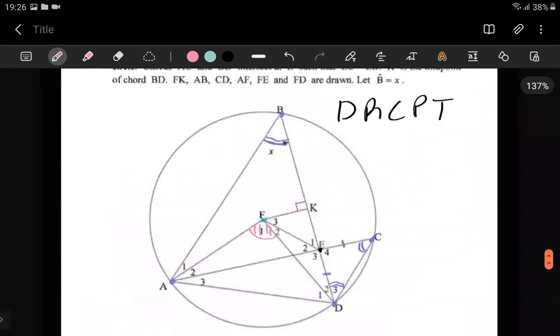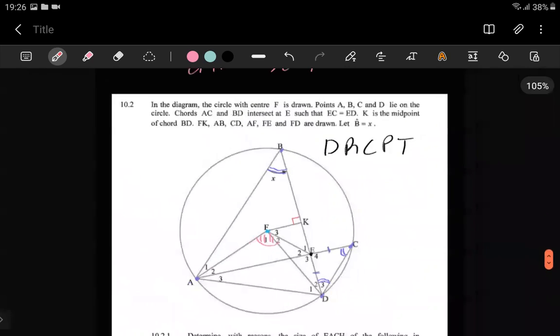That's like theorem 1. A line from the center of a circle, if it bisects a chord in half, then it means that it bisects it at an angle of 90 degrees. So that's important for us to know. The fact that BK is equal to KD is information that is given. However, it then just means that FK is perpendicular to BD, or DB, whichever way you want to write it.